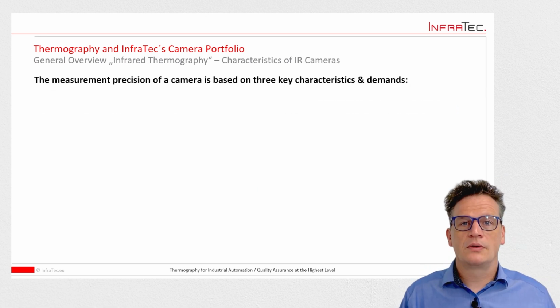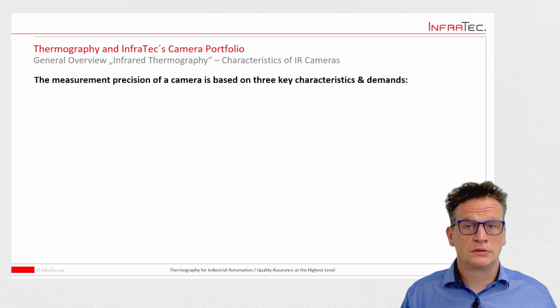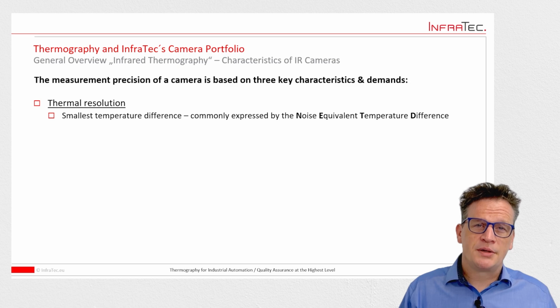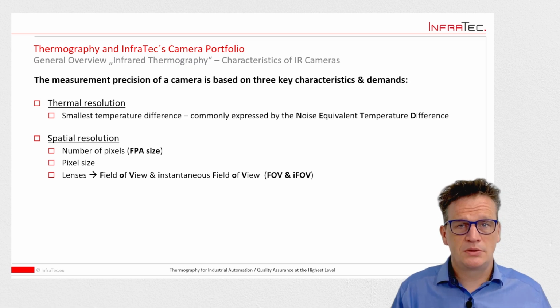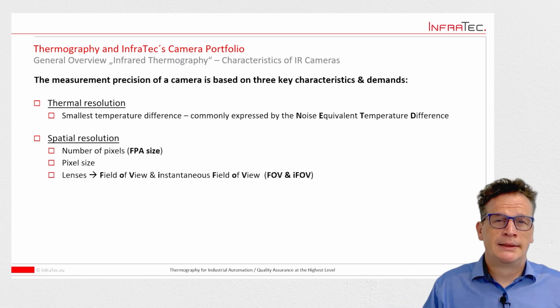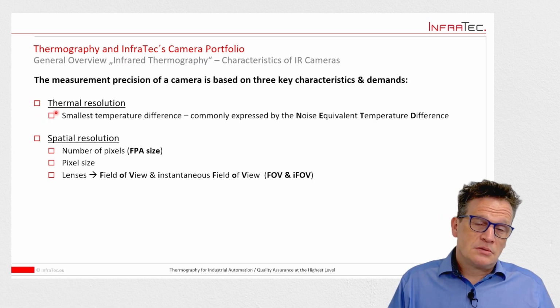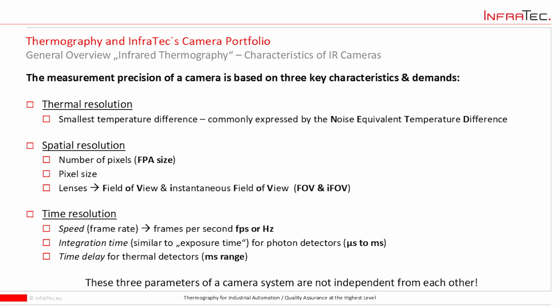Let's have a look at the characteristics of an infrared camera. Three aspects are important. First of all, thermal resolution: how finely temperature differences can be measured. The lower the NETD, the better. The spatial resolution, the number of pixels. Also the detector size and the lens matter. And the time resolution, temporal resolution, frame rate and reaction time.